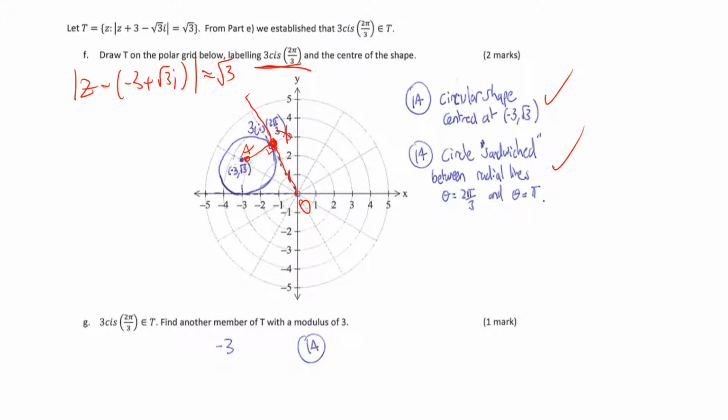We know the length of O to X is equal to 3. We know that this angle in here is equal to 30 degrees. So the line from the origin to the other end of the circle must meet it at -3, because what we're dealing with is a unit circle.